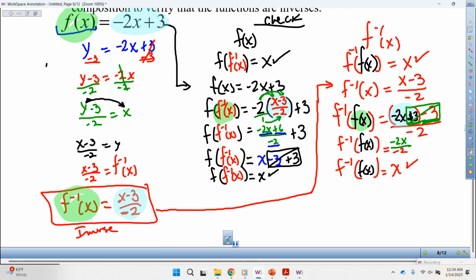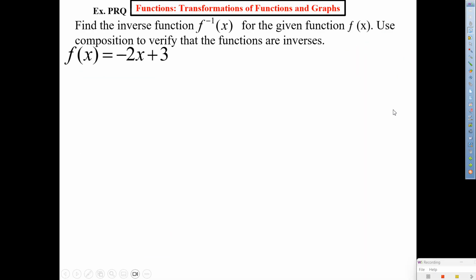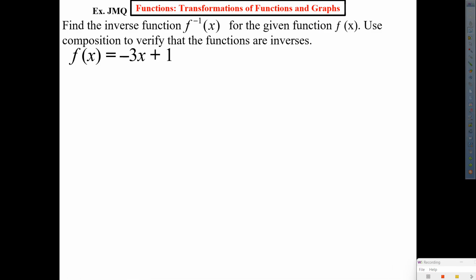All right, let's do another one. Copy this one. Example: f of x equals negative 3x plus 1.